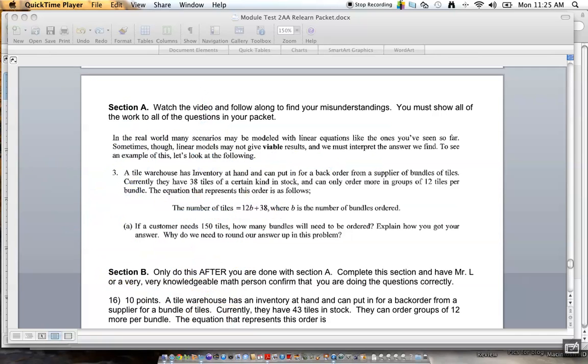All right, we have now completed the Relearn packet, and good luck, finish it up, and then let's get rid of that grade you're disappointed in, put a better grade in there, and kick some butt and see where we're going.